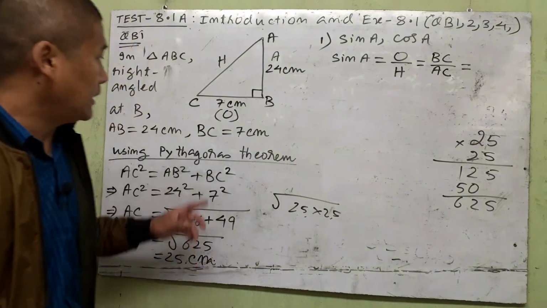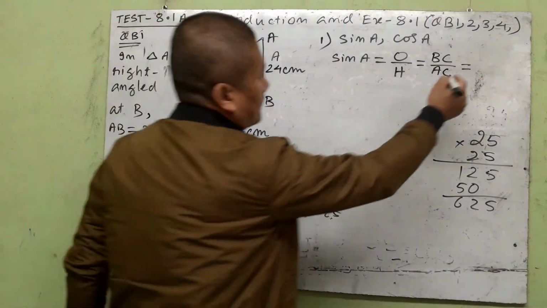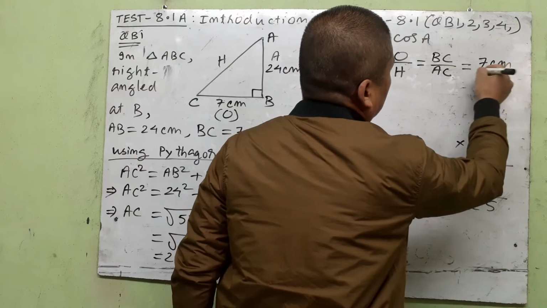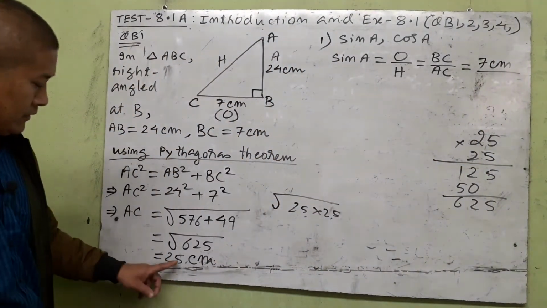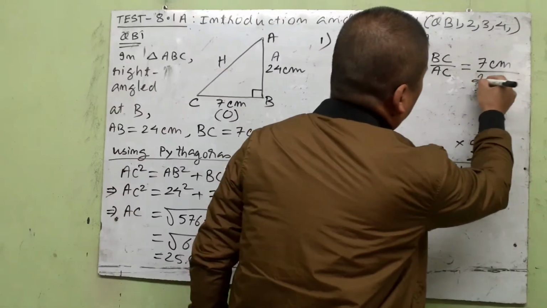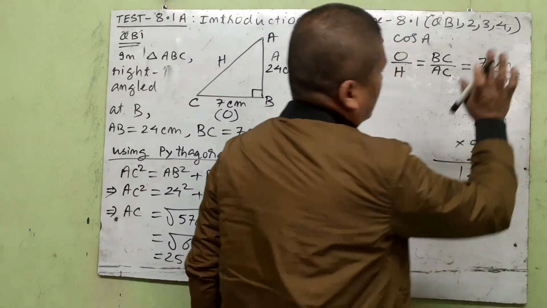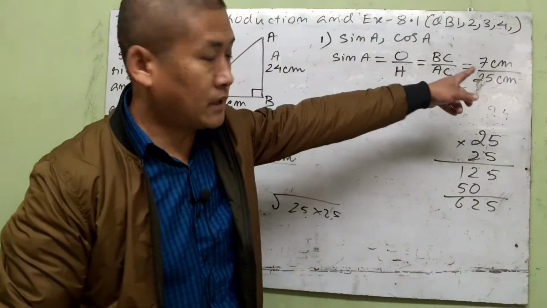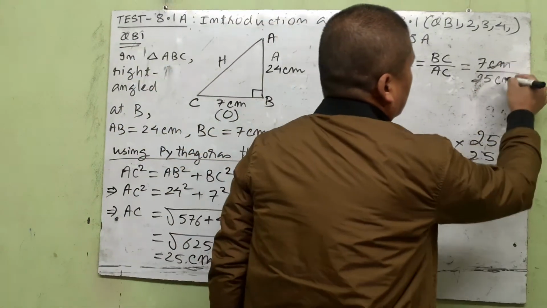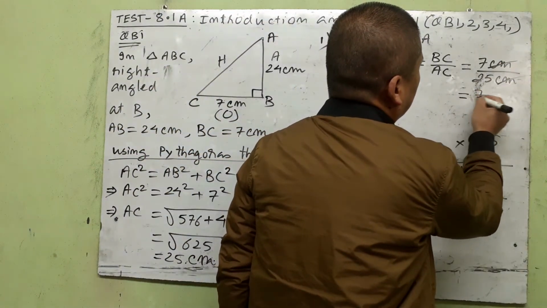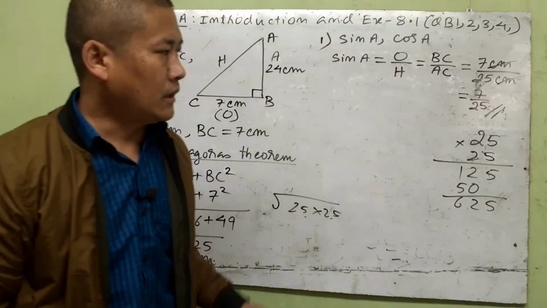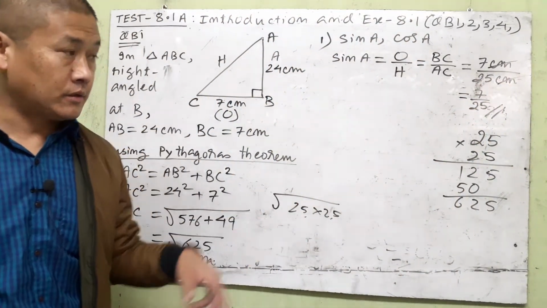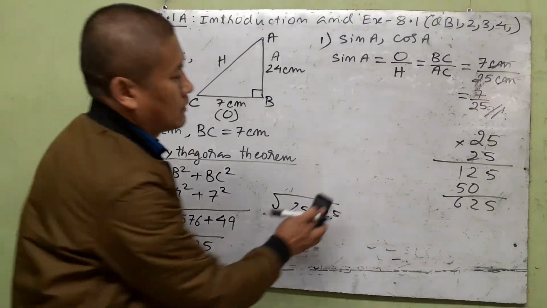Okay, so BC here is 7 centimeter. By AC, the hypotenuse here, 25. So we write here 25. So it's a ratio. And you see same unit, centimeter, centimeter means this will cancel. So ratio will never have unit. 7 by 25, that's your answer. Not 7 by 25 centimeter. It's a ratio. First answer.